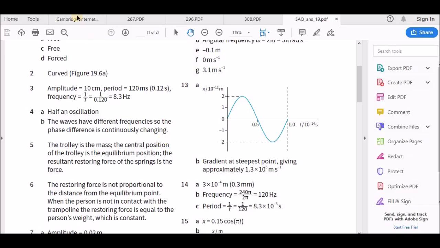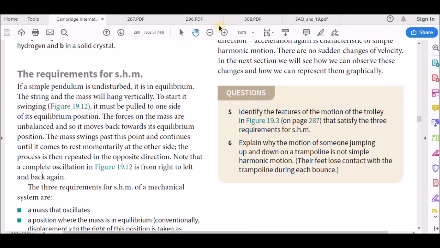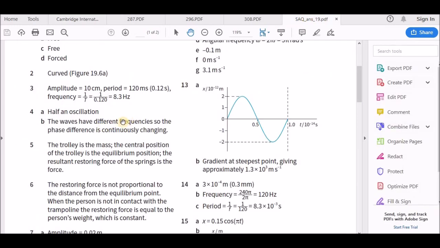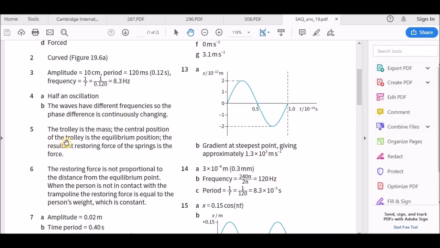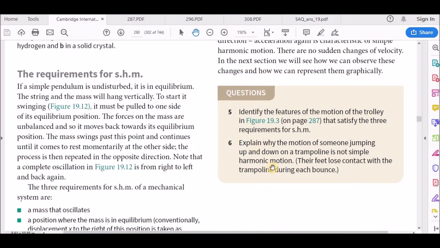Which question is this? Question number 5. Did we miss question number 4? We'll go back to question number 4 afterwards. The trolley is the mass. The central position of the trolley is the equilibrium position. The resultant restoring force of the springs is the force. So very easy.